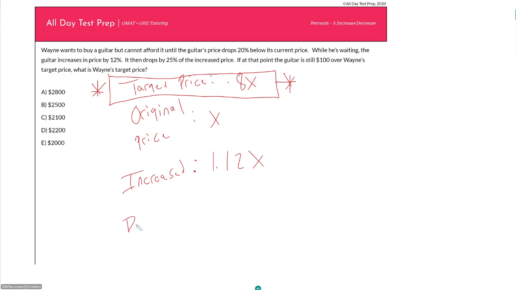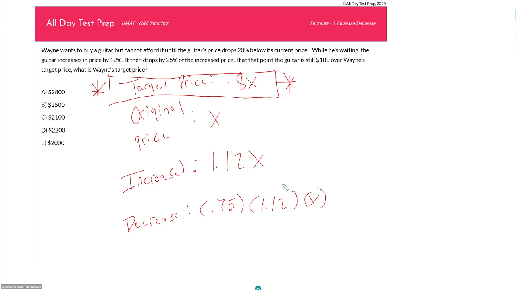So now we have this percent decrease, but that should be 75% of, but it's not 75% of our original price. It's 75% of our increased price. So in each step here, we're just tacking an additional thing onto what we had before. And so in this case, our decreased price should be 75% or 0.75 of 1.12x.